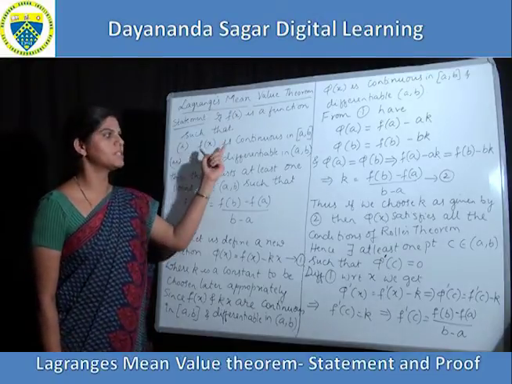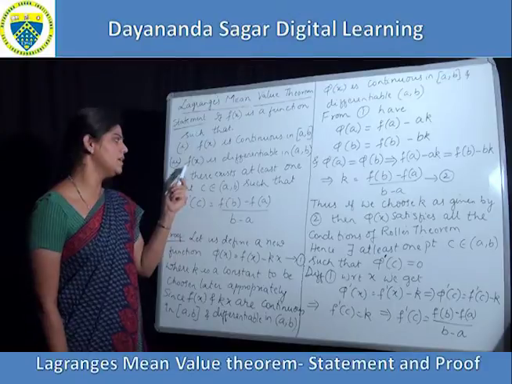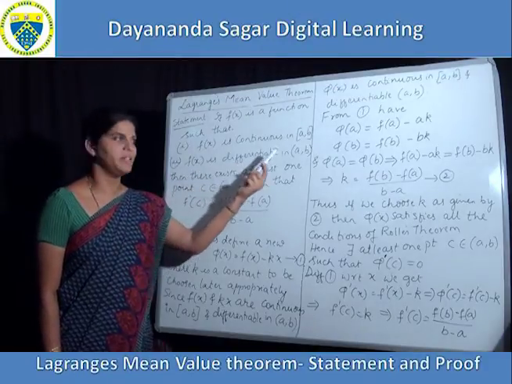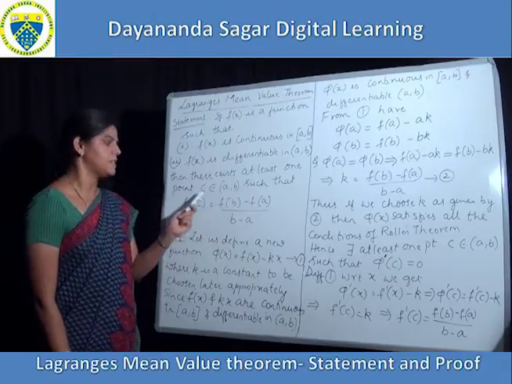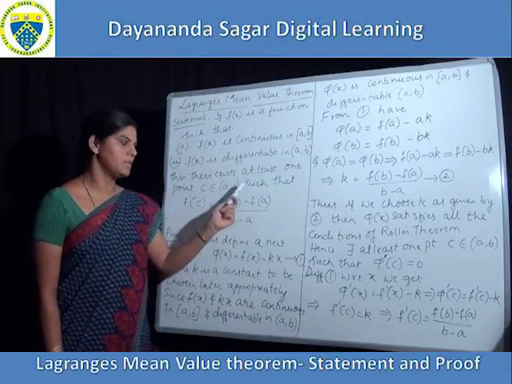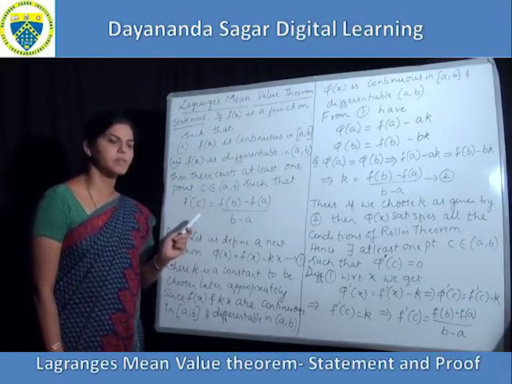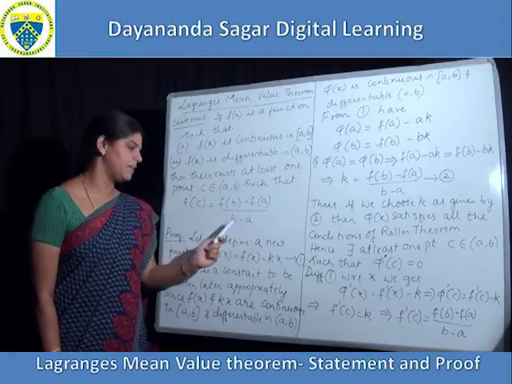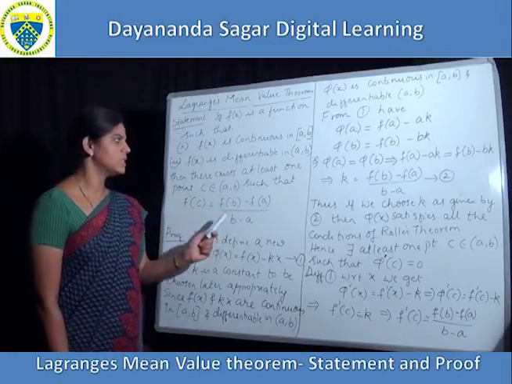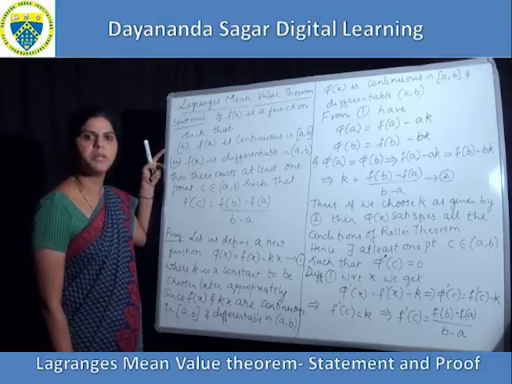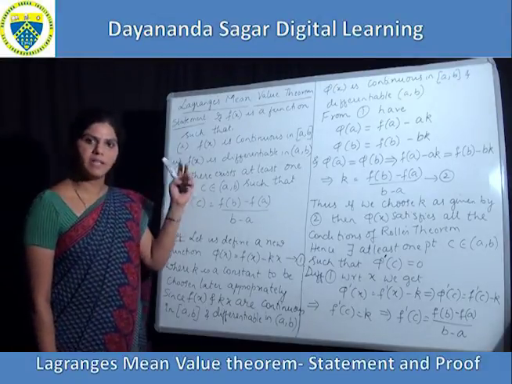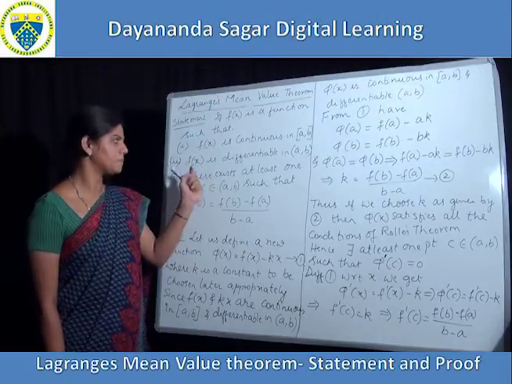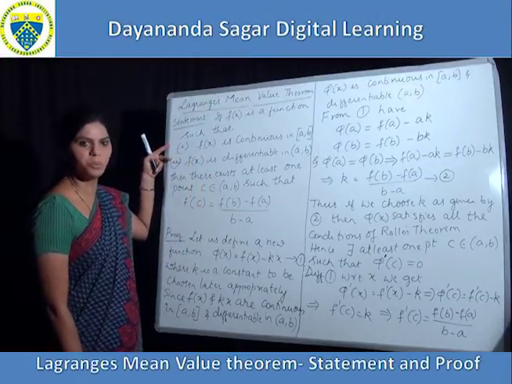First one is f of x is continuous in the closed interval a comma b, and f of x is differentiable in the open interval a comma b. Then there exists at least one point c belonging to the open interval a comma b such that f dash of c is equal to f of b minus f of a divided by b minus a. So thus the function f of x satisfies only two conditions here. If you take Rolle's theorem, it satisfies another condition, f of a equal to f of b. So now here you have only two conditions.